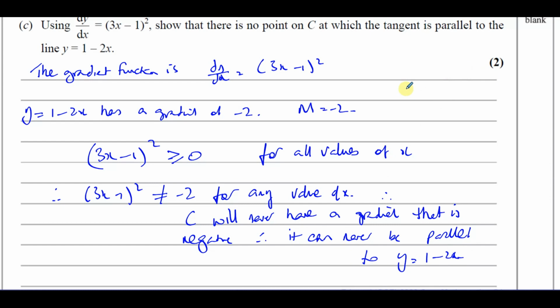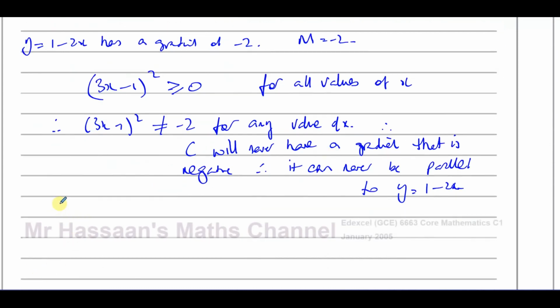We could have maybe also tried to equate this to minus 2. So we could have done it algebraically by saying (3x minus 1) squared equals negative 2. Now, of course, if you try to solve this by taking the square root of both sides, you'll see that you get no solution. You have 3x minus 1 equals plus or minus the square root of negative 2. So that's undefined. So there's no solution.